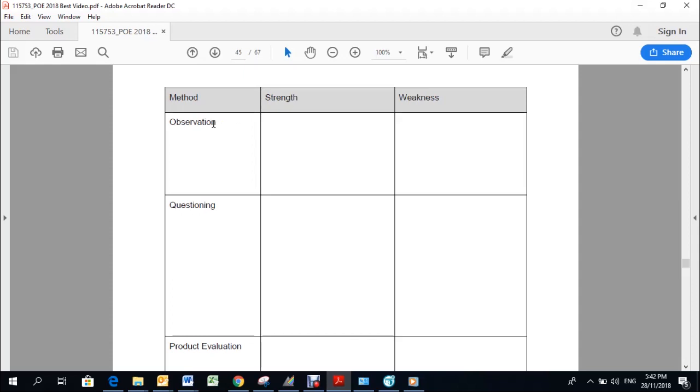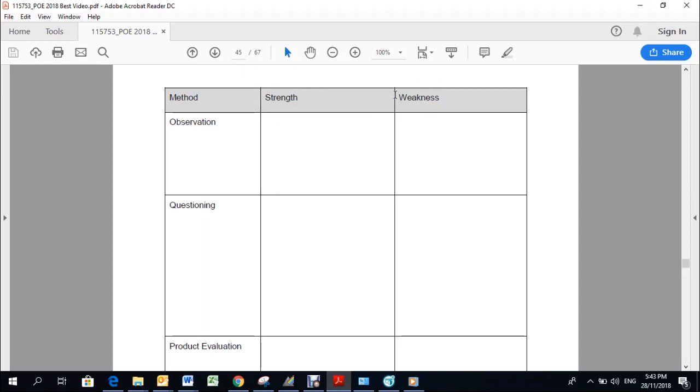So now, one of the main weaknesses of observation is, since it involves an assessor being physically there, it also promotes a chance of bias. So one can be biased and report wrong information, which can lead to a weakness in the assessment.